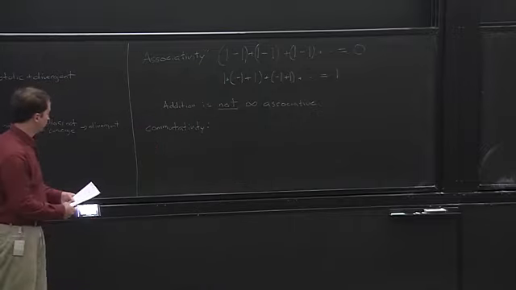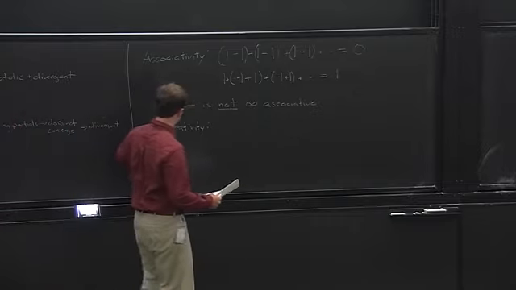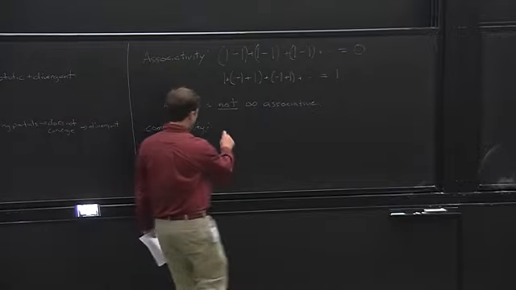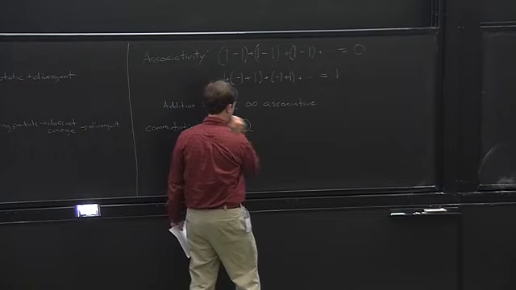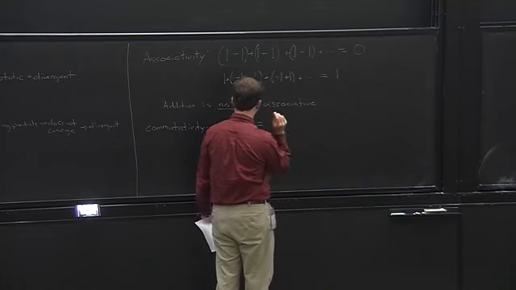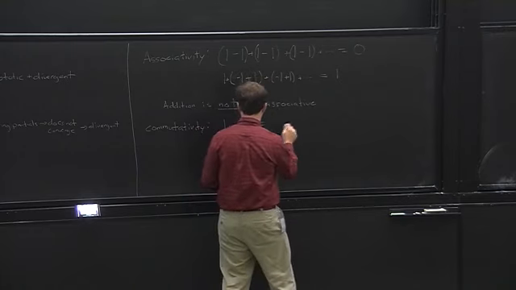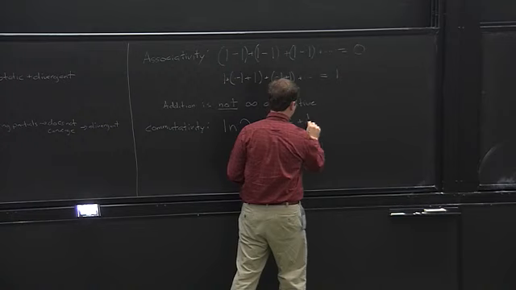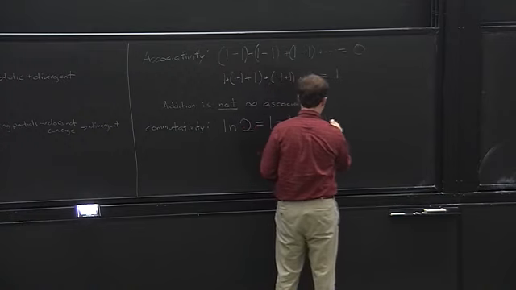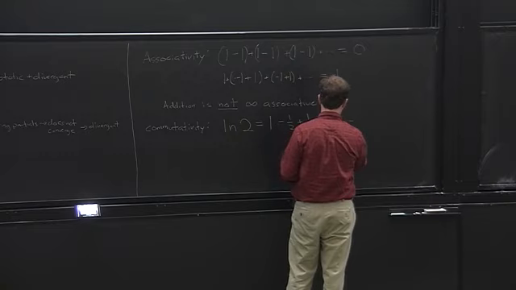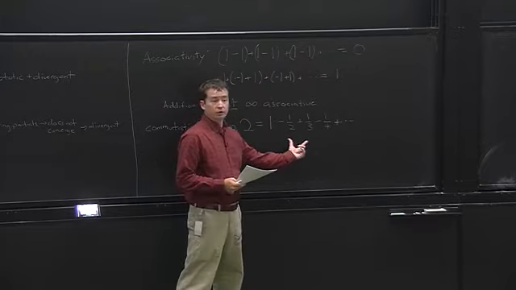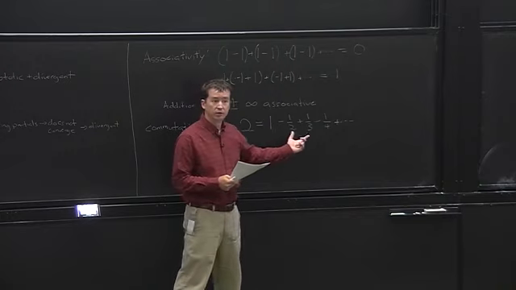What about commutative? So if we assume addition is commutative, then what we can do is take a conditionally convergent series, like the series for the log of 2, which can be written as 1 minus a half plus a third minus a quarter, and so on. So this is a convergent series. It converges to the log of 2.